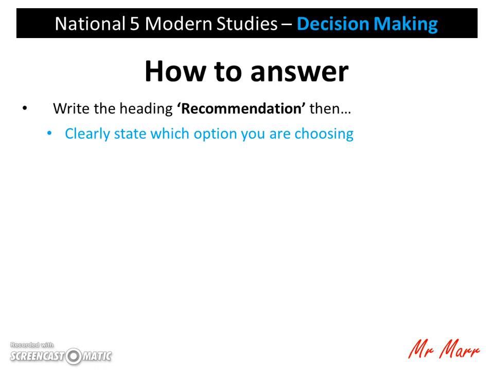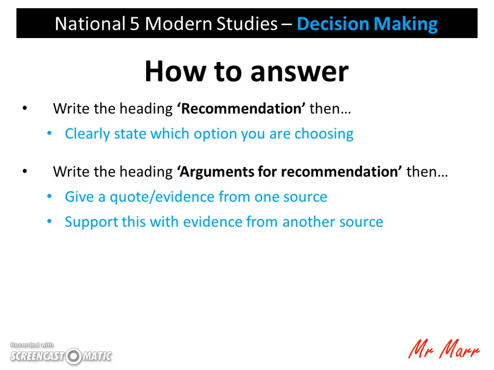When you answer, you should start off by writing the heading Recommendation and then clearly state the option you are choosing, option 1 or option 2. You should then write the subheading Arguments for Recommendation and then give a quote or piece of evidence from one source and then support this with evidence from a second source. You should aim to do this 3 or 4 times. Each time you give a relevant fact from a source, you will gain 1 mark. Therefore, 3 of these examples would be worth 6 marks, or 4 of these examples would be worth 8 marks.